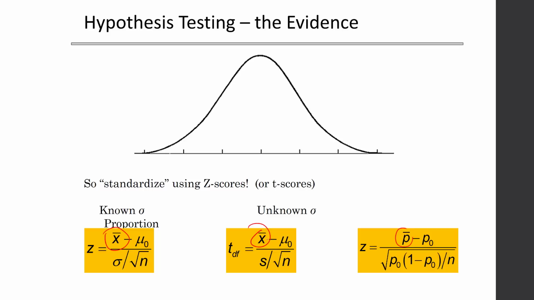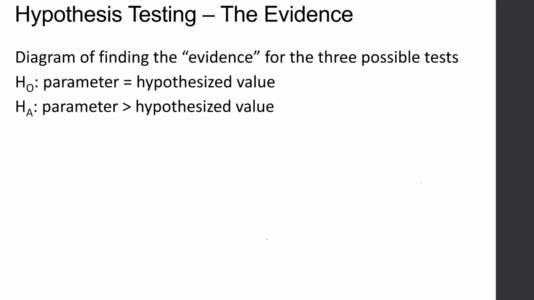But again, we're going to use R. We're not going to really pay attention to these hand calculation formulas. We're going to do it once or twice, and then we're going to use R for the rest of the times to calculate our test statistics, just so we can get a feel for what's going on here. All right, so let's diagram finding the evidence for the three possible tests.